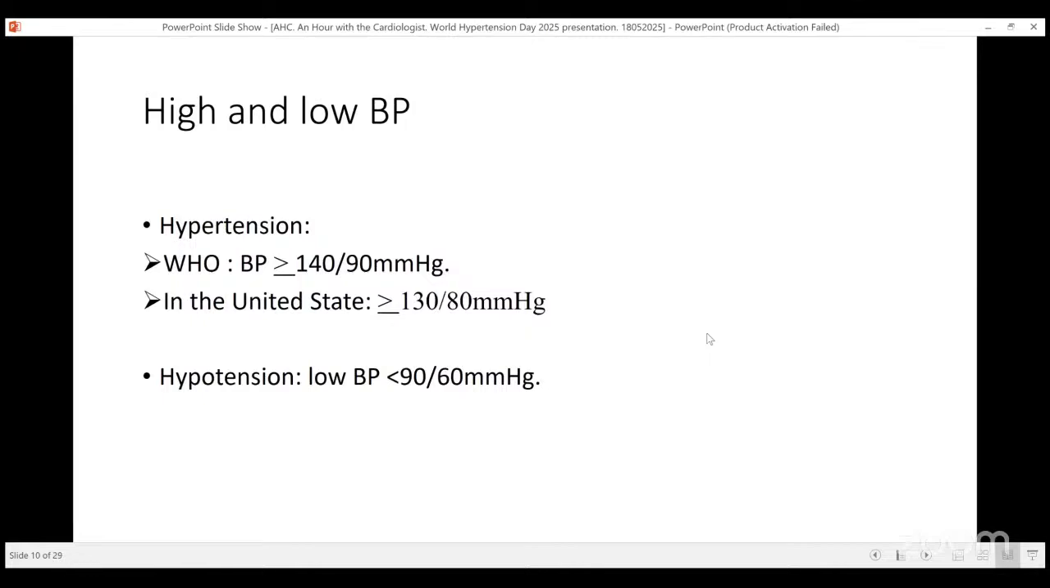It is well controlled. All right. Take your drugs. Make sure it's well controlled over and over and over again. All right. So low blood pressure is less than 90 over 60. All right. We need to know that.